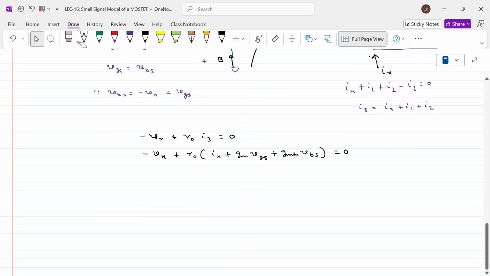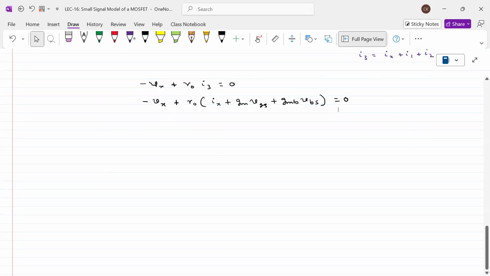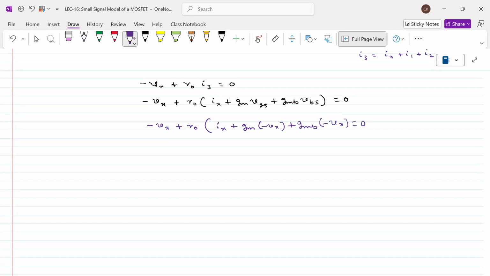Now what is happening here? What can we replace? Minus Vx, so Vx plus R0 into Ix plus gm into minus Vx plus gmb into minus Vx equal to 0. What we can do is take minus Vx common: 1 plus R0 into gm plus gmb into R0, plus R0 into Ix equal to 0. Can we write like this?